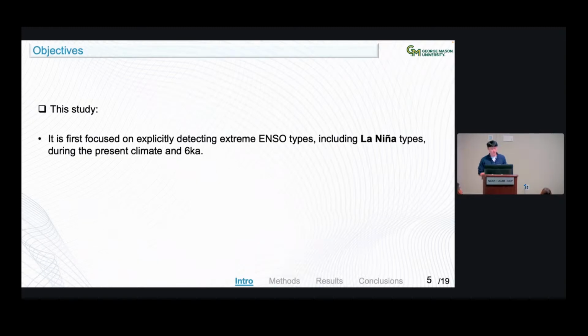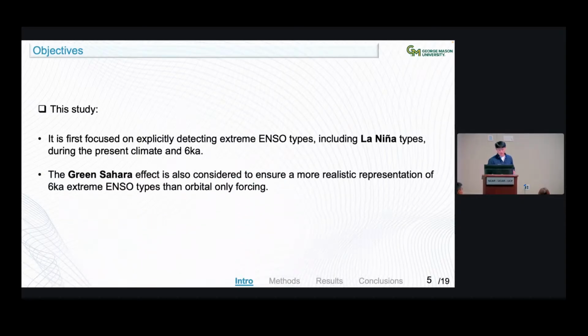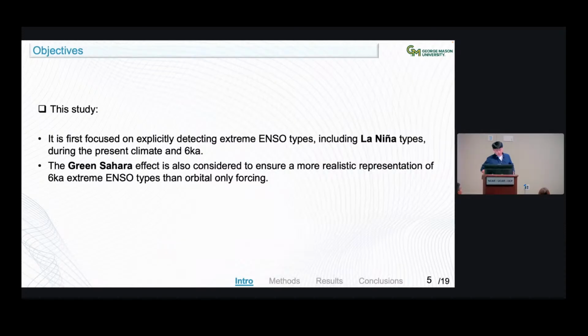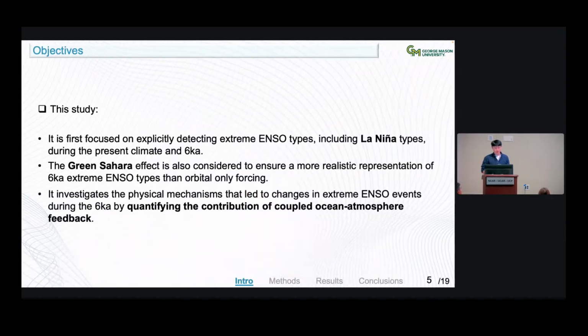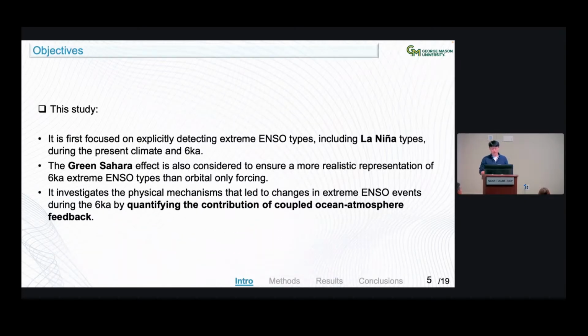All right, so the objective of the study: even though there are some previous studies trying to understand the changing extreme El Nino events, I'd like to point out that the changing La Nina types have been largely excluded. Therefore, we'd like to investigate both extreme El Nino and La Nina events in this study. We are also including the Green Sahara effect to ensure a more realistic representation of extreme ENSO types during 6Ka. And then we investigate the underlying physical mechanisms by quantifying the contribution of coupled ocean-atmosphere feedback.